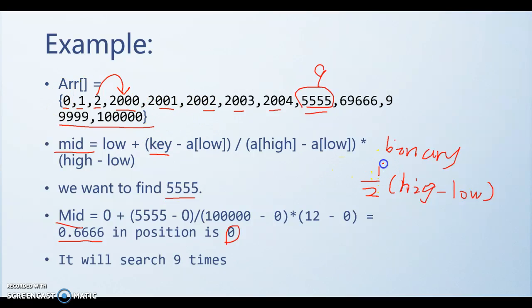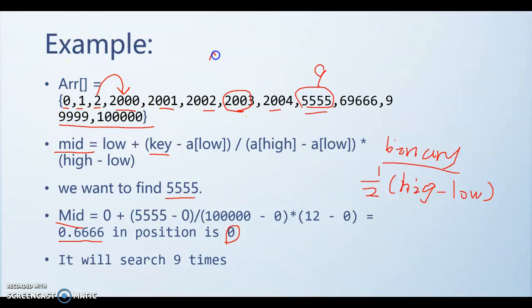But if we use binary search on this array, that is easy, because we have 12 elements. So 1, 2, 3, 4, 5, 6. So actually we can find 2003, and we know 5,555 is bigger than 2000. So we go to the right side, and 2004 is 5,555. So we find it here. So in this case, binary search is better than interpolation search.